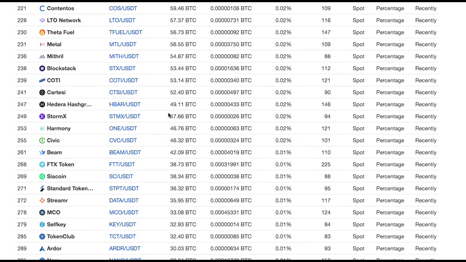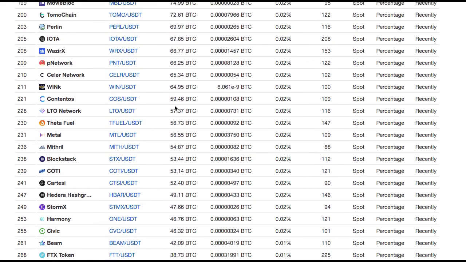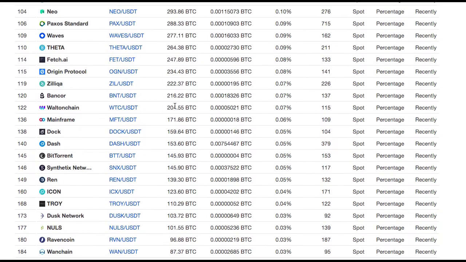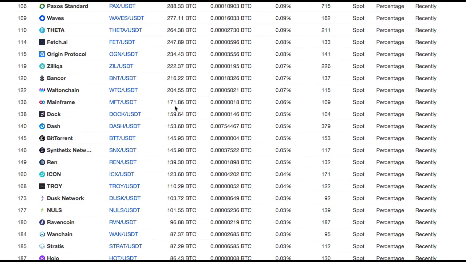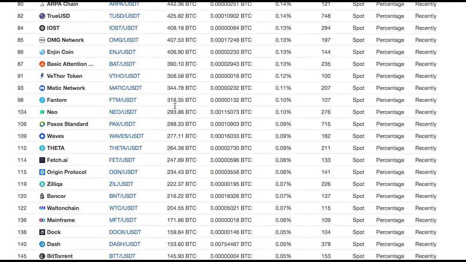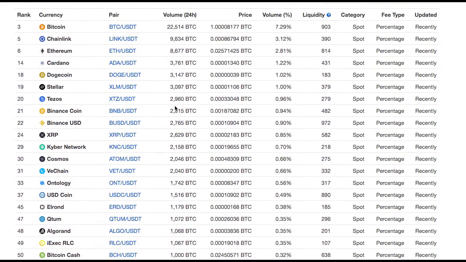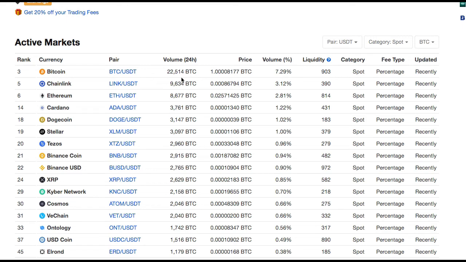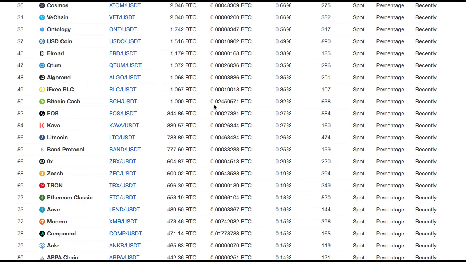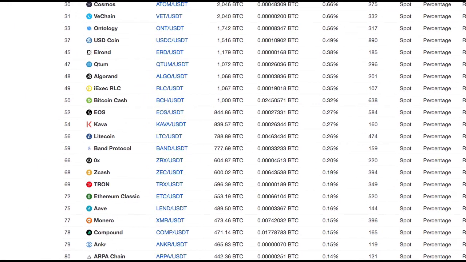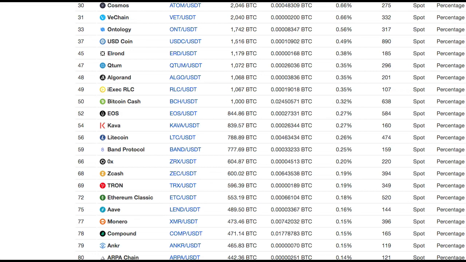Here's all the coins up and above trading over 40 BTC in a 24-hour period. But if you note, as you get to the top, these are the higher traded coins in Binance, all the way up to Bitcoin, which trades 22,514 BTC in a given 24-hour period. Make your determination for yourself what you're willing to trade and where you have concerns about liquidity.